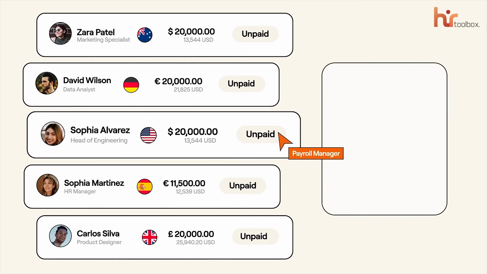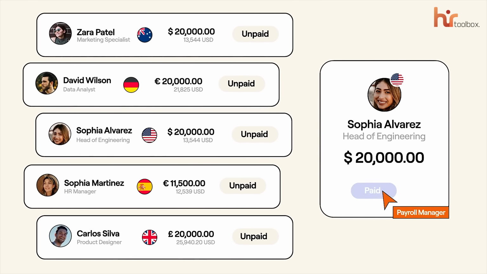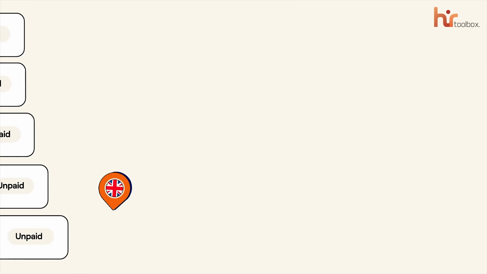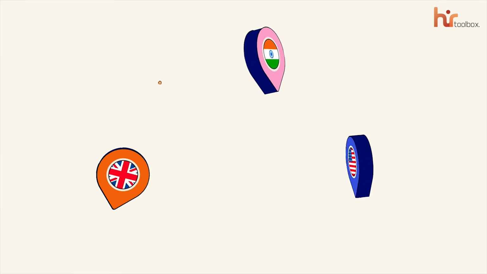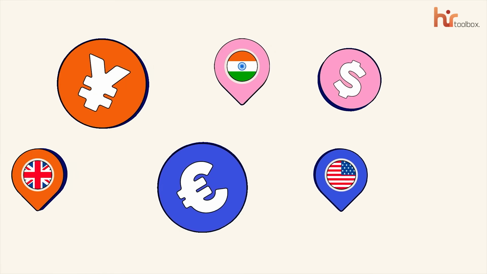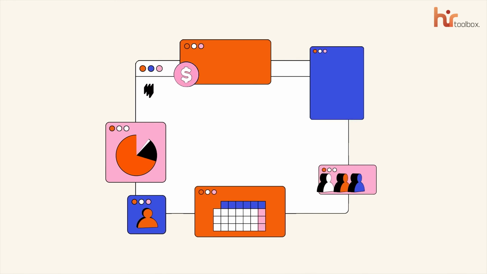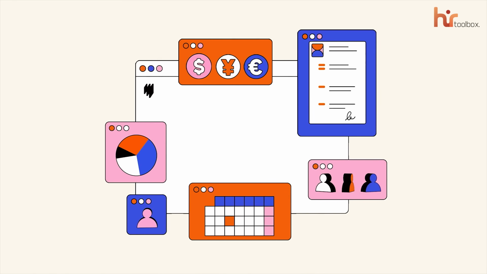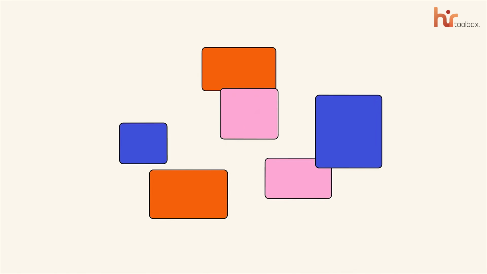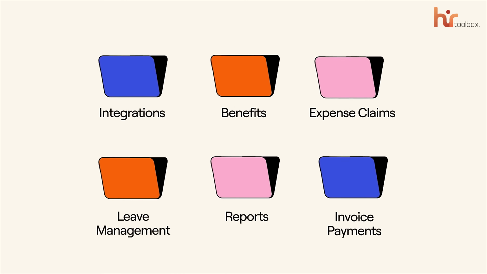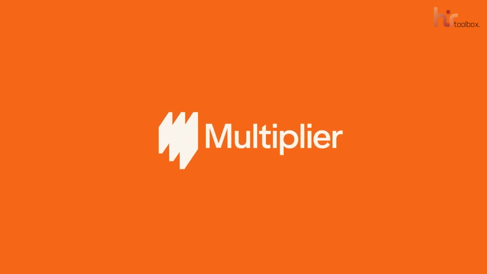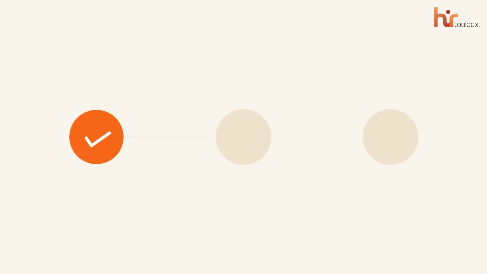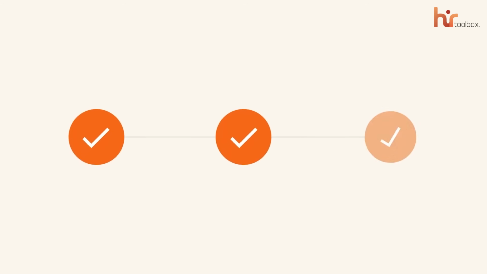So if we step back and look at the full picture, Multiplier is not just about paying salaries. It's about managing your entire global team from one place with visibility at every step. And if you're planning to hire across borders, or you already have a distributed team, then this kind of setup can save you a lot of time and also reduce the risk that usually comes with global operations. So yeah, that's Multiplier. If you were setting this up today, this is exactly how you would move from hiring to payroll without breaking your flow.